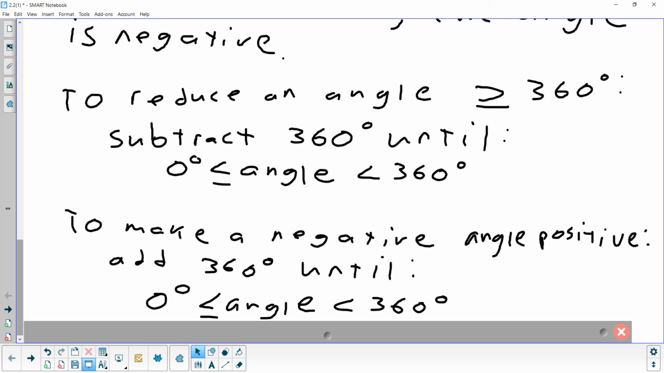Because what we don't care about with unit circle trig at all is how many times you go around the circle. That means absolutely nothing. All we care about is where did you stop on the circle. And we need a coordinate.